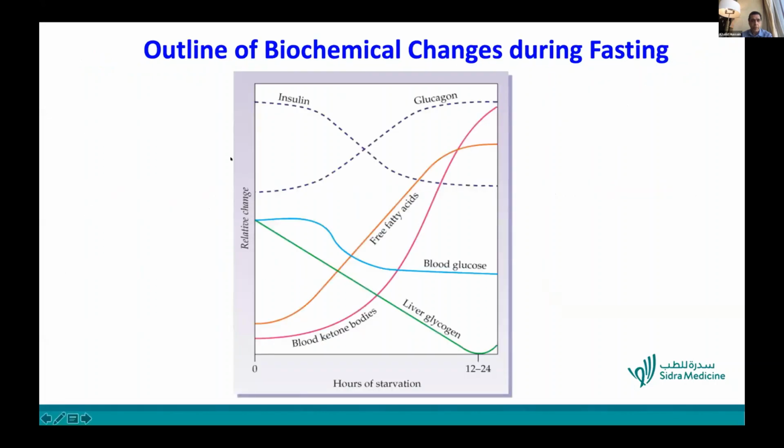This is a very simple diagram just showing you the changes in the metabolites and the hormones that occur in response to fasting. So this is time in fasting, and this is a relative change. Insulin comes down, glucagon levels start going up. You can see liver glycogen being depleted. The most important thing is fatty acids are released from fat and converted into ketone bodies. It's very important to remember that ketone bodies are an alternative fuel for the different organs, especially for the brain to use.